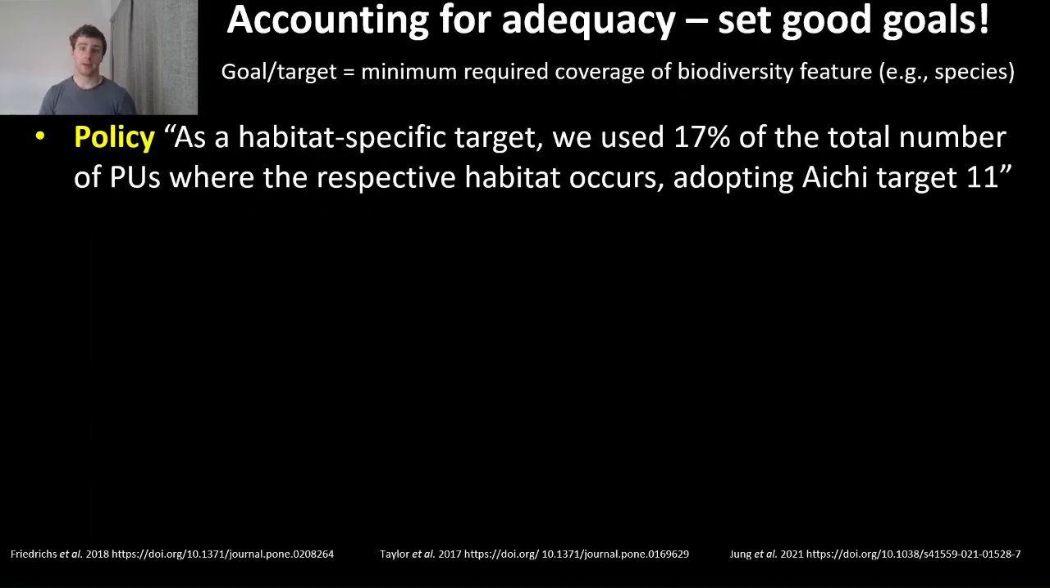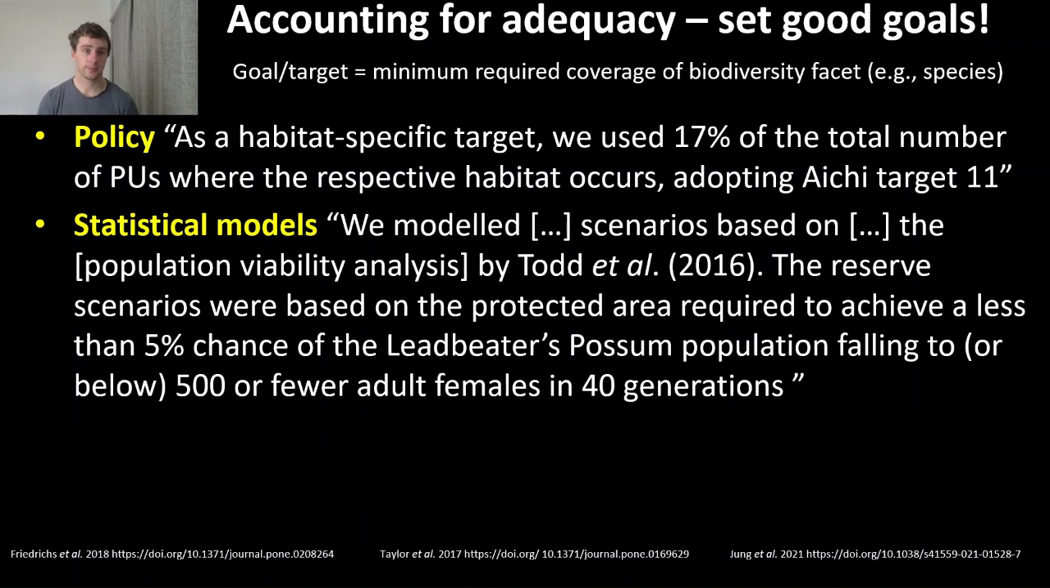And the way that we account for adequacy is by setting good goals. So these goals refer to the minimum required coverage of each biodiversity feature, so species or habitat. These can be based on policies. So for example, one common approach is setting goals based on percentages in international policies like the Global Biodiversity Framework, or formerly the Aichi targets.